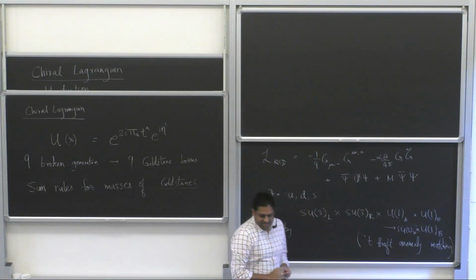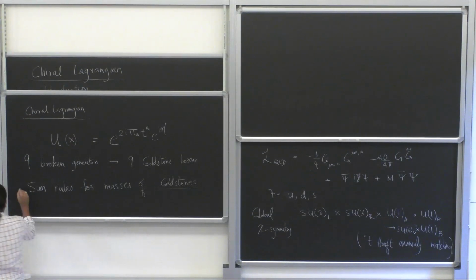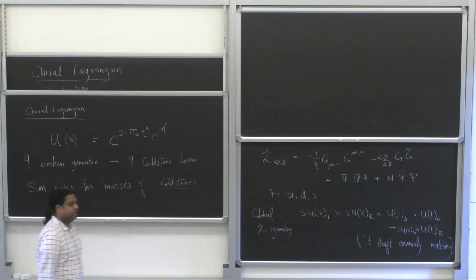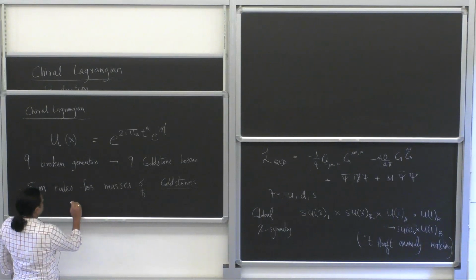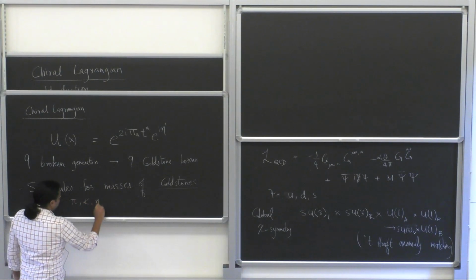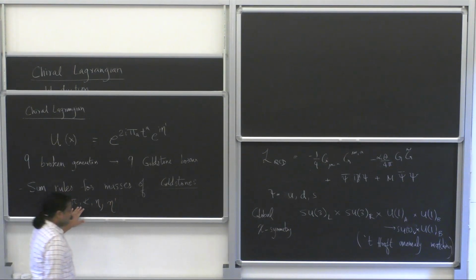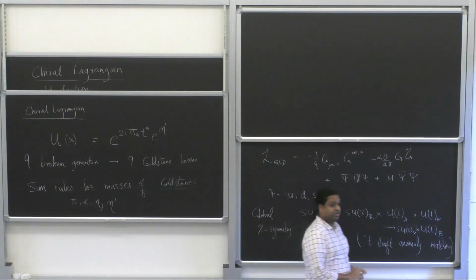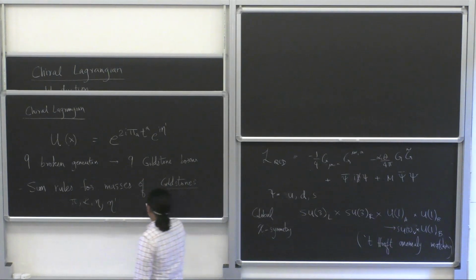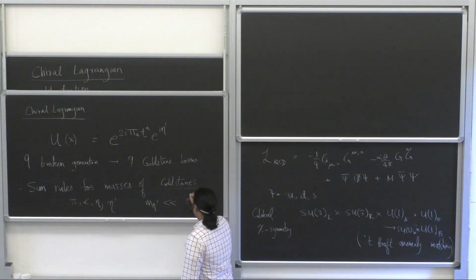And one of the exercises that you would hopefully do is to look at a chiral Lagrangian for the 9 Goldstone bosons and derive a sum rule. So the 9 Goldstone bosons would be the pions, the kaons, the eta, and the eta prime. And you'll derive a sum rule that is in disagreement with data. What you'd find is that the sum rules predict, in particular, a mass of the eta prime much smaller than the observed value. Okay.